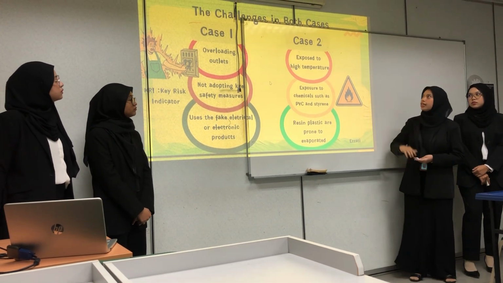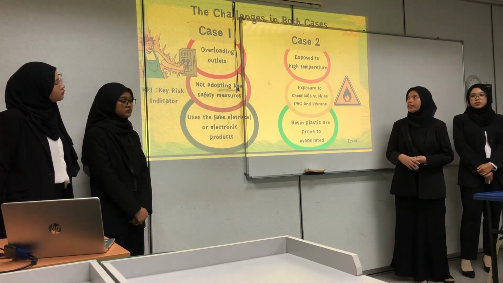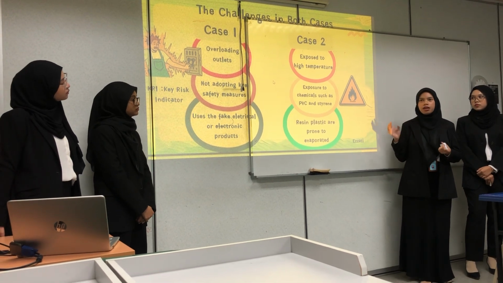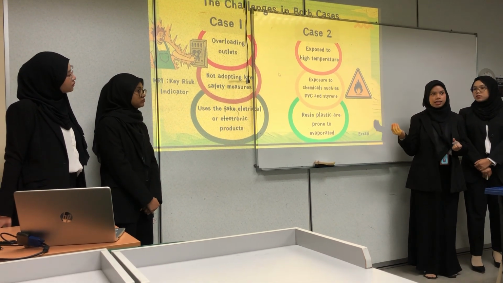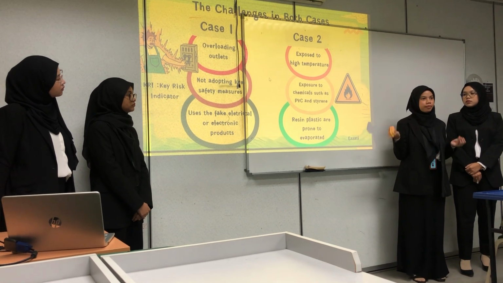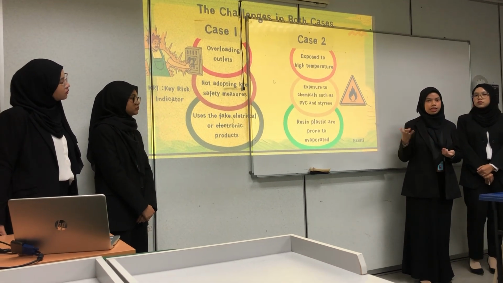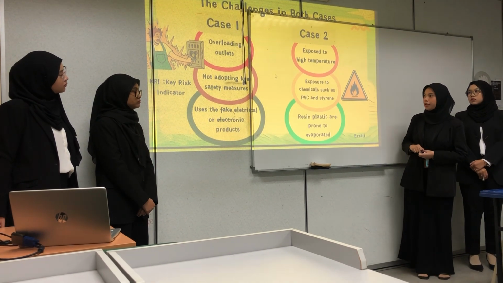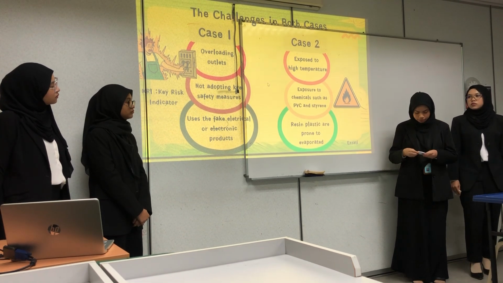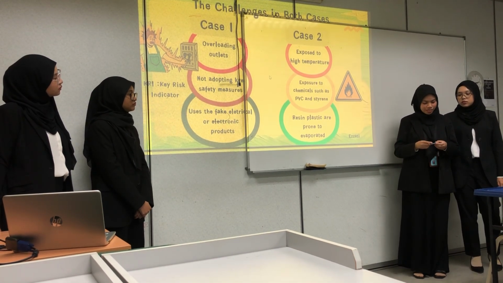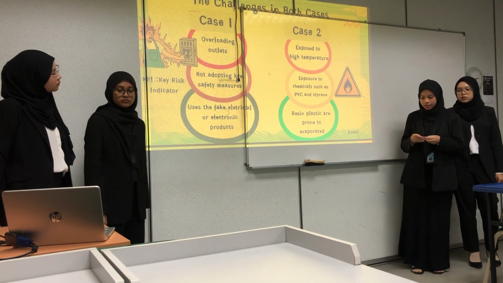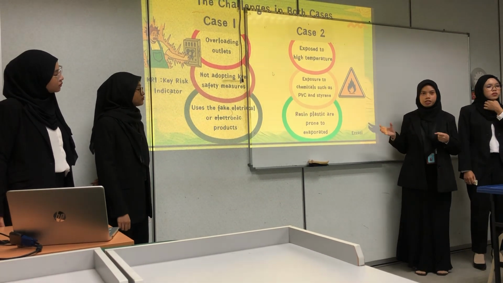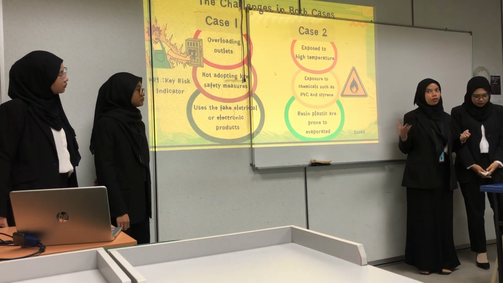And as for case 2, it is exposure to high temperature. Did you know that plastic and chemicals are really sensitive towards fire, and can have many impacts on the company, such as fire, like the news earlier, and exposure to chemicals such as PVC and styrene. PVC means polyvinyl chloride, and styrene is toxic to humans, as it can cause high exposure towards the employees who work there.